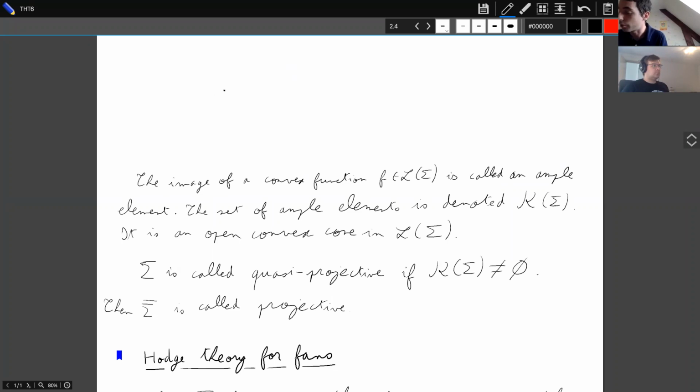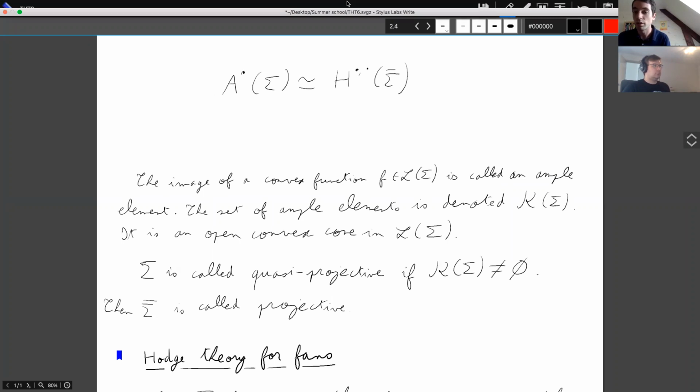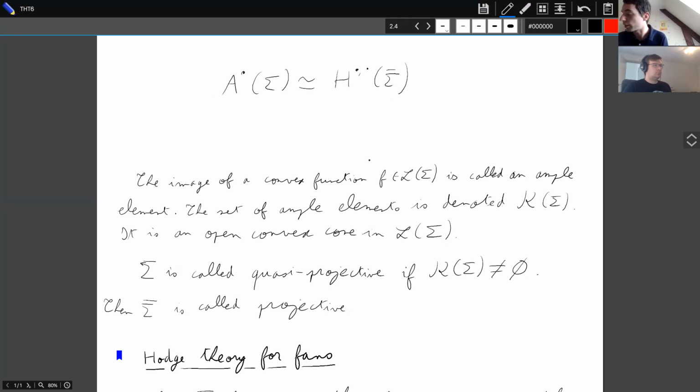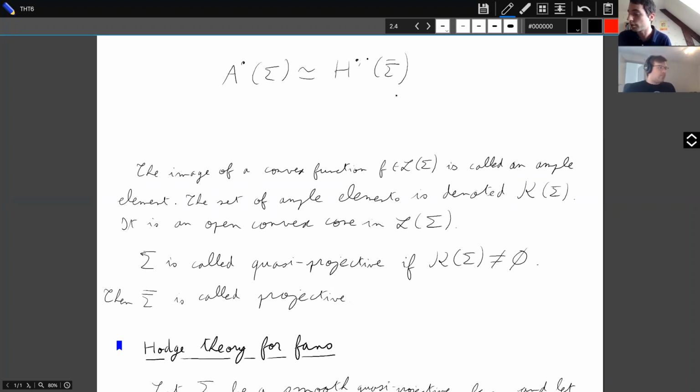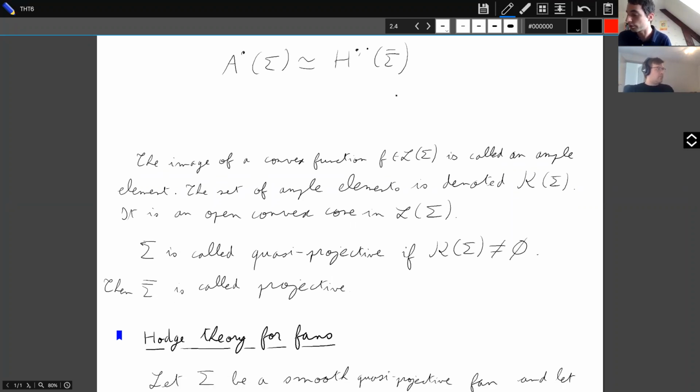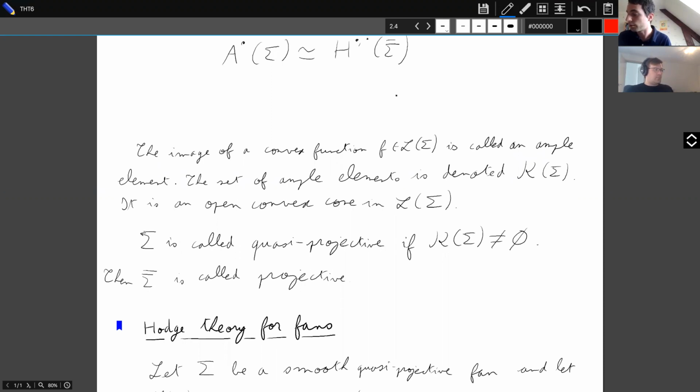Okay, so I recall that we have the drawing of sigma, which was isomorphic to the cohomology of the compactification. And so to understand the cohomology of the compactification is the same as understanding the drawing of the fan.